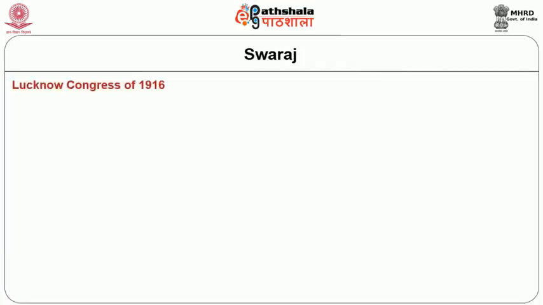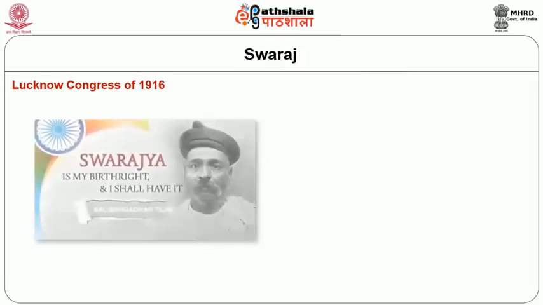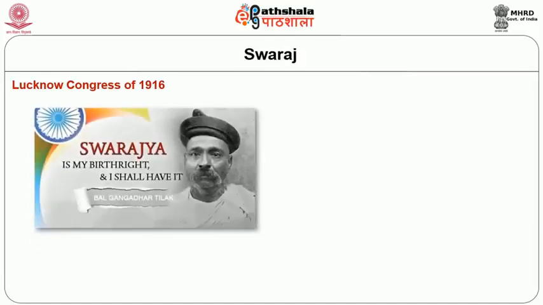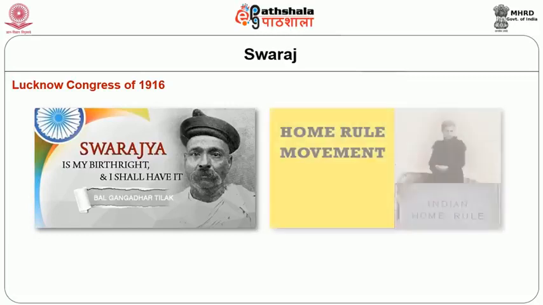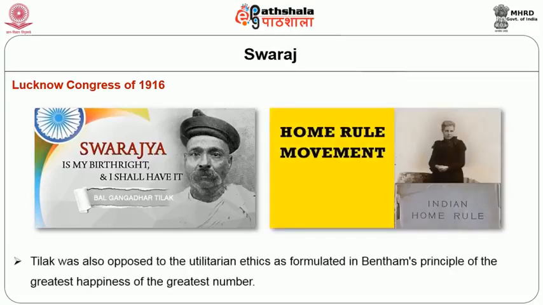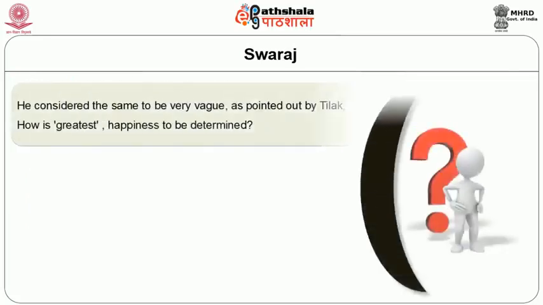At the Lucknow Congress of 1916, Tilak raised the famous slogan of Swaraj is my birthright. In the same year, he and Annie Besant started the Home Rule League. He was also opposed to the utilitarian ethics found in Bentham's principle of the greatest happiness of the greatest number. He considered it to be very vague.